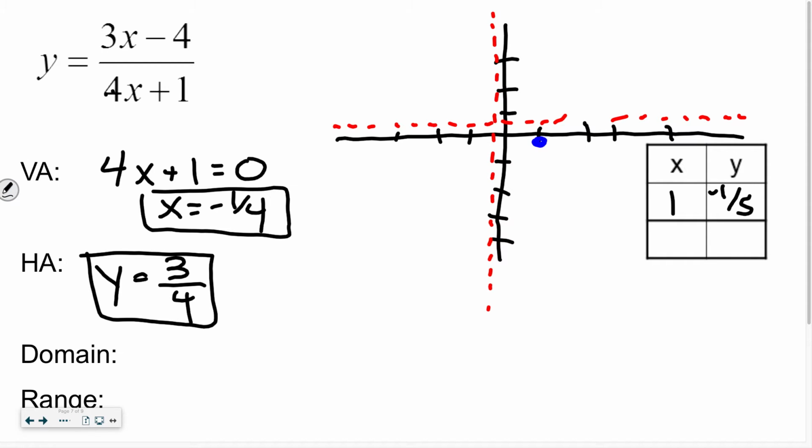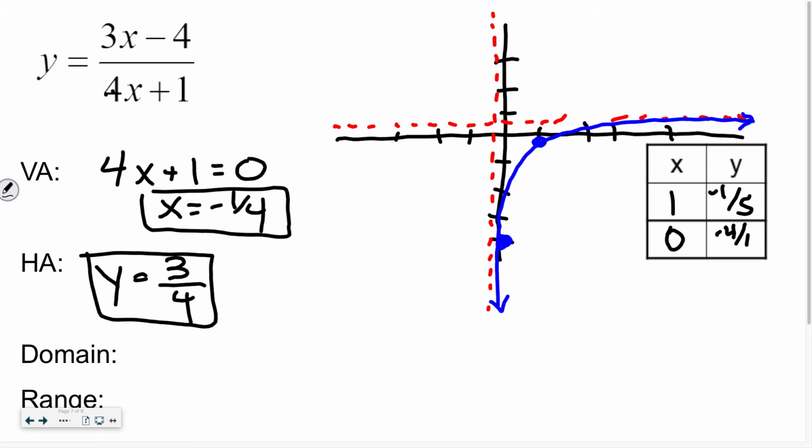Anything else easy on that side? My favorite one is 0. Plug in 0, you just get -4 over 1. -4 over 1 is just -4. Notice I don't even take the time to simplify my fractions because I don't really care. I just need to get my point in the right spot. Are we going to be able to use a calculator? Yes. Got my one branch.